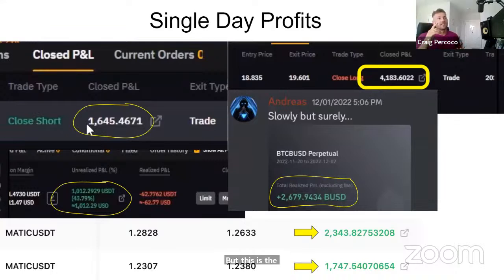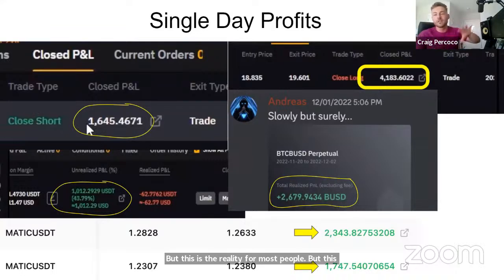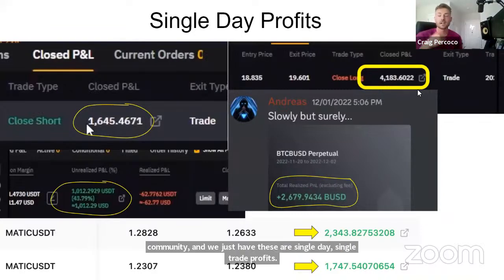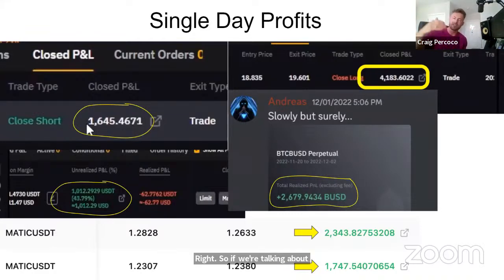But this is really what launched me into trading. I want to show you guys these P&Ls that we've pulled together from my personal P&Ls, these bottom ones are mine. This one is from Andreas in our premium side of the community. These are single day, single trade profits, right? If we're talking about making $4,000 to $5,000 a month, it's pretty average, actually on the higher end of average for at least the US.